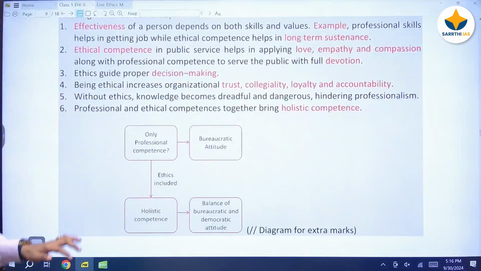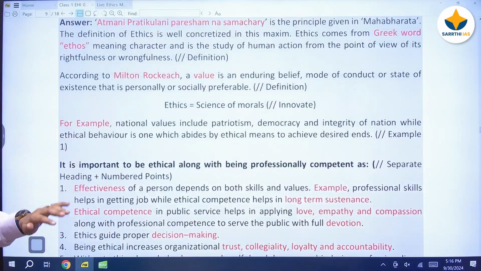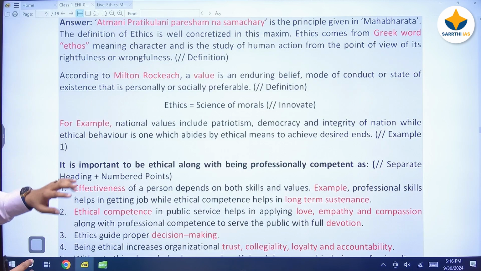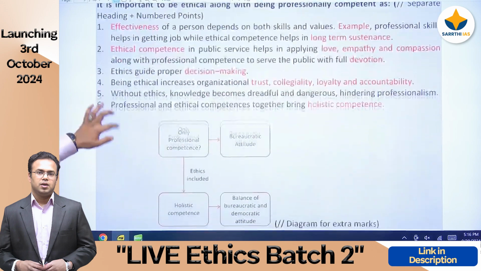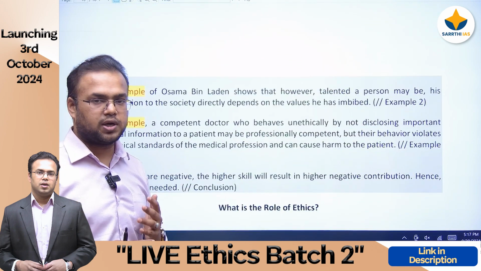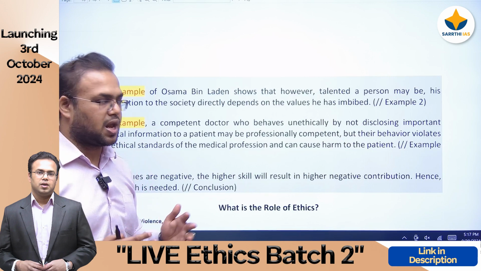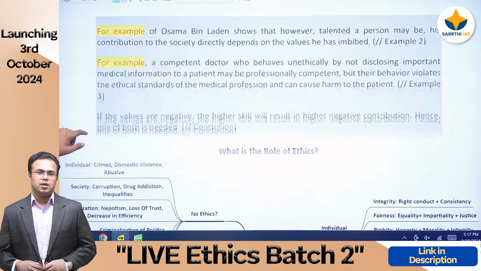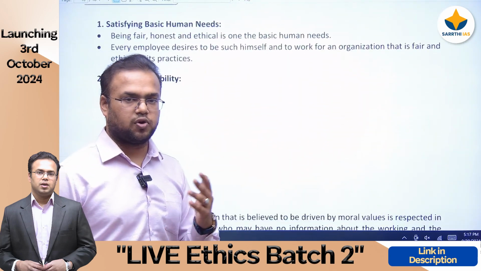In each answer we are going to follow the same structure, that is, we'll start with introduction, then we will divide the question into subparts. For each part we'll have separate headings and numbered points. Then we'll learn how to draw diagrams. There are 11 different types of diagrams that I'll teach you to draw in the ethics paper. And lastly, the structure of the question has the conclusion. Similarly, I have devised a structure for case study as well.